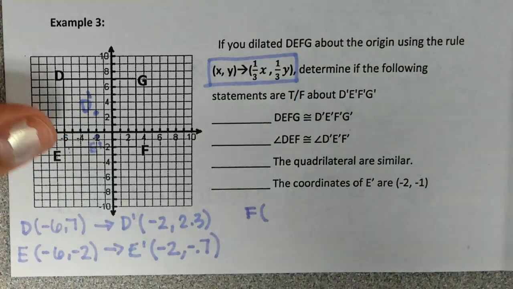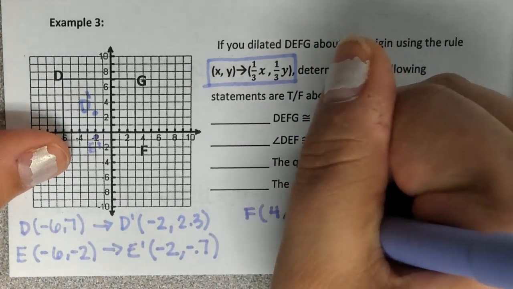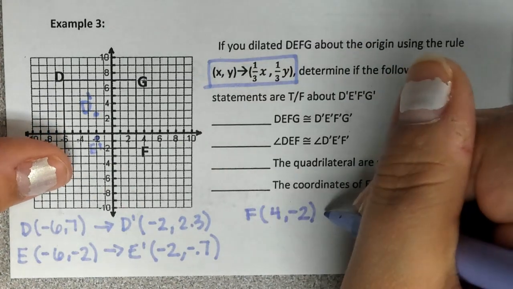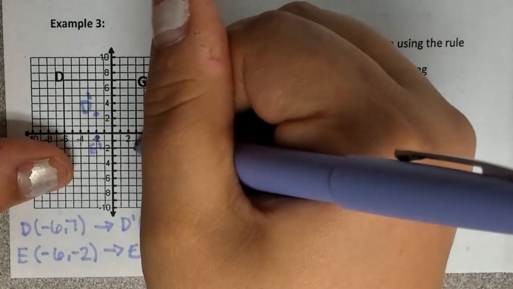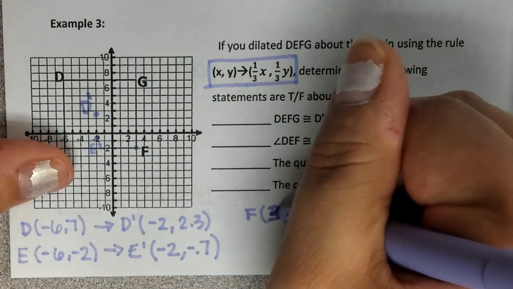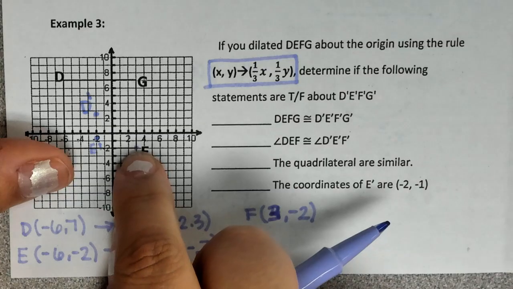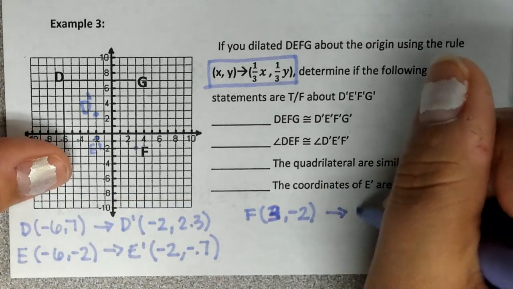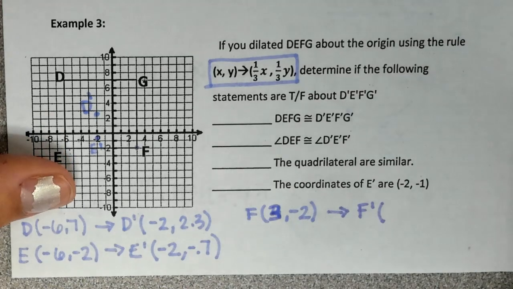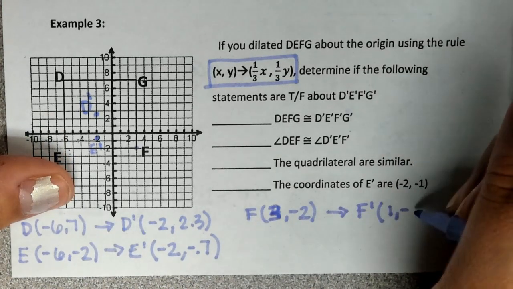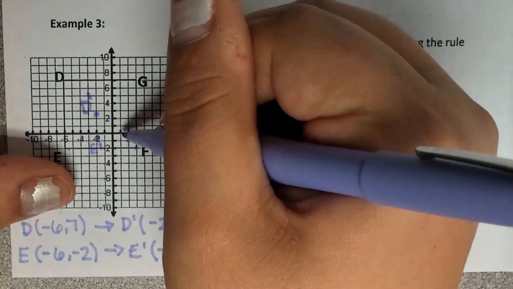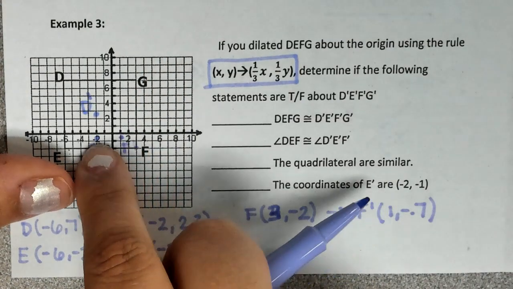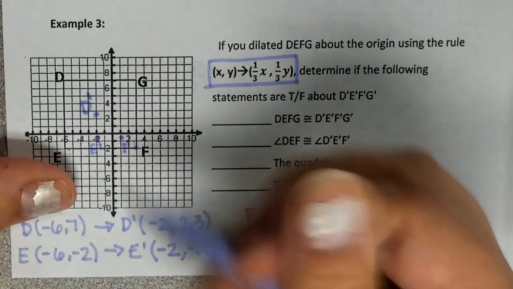F is at what point? 4, -2. No, sorry, it's at 3. Yeah, the letter F is at 4, but the point is at 3. Multiply it by 1/3, and what do you get? -0.7. And now that we have 3 of them, can I make the rectangle?